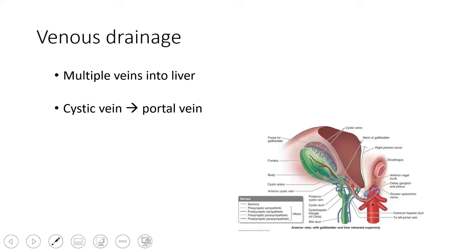Then when you come to the venous drainage, you have multiple veins which drain directly into the liver substance like this. Right? So this is the main method of how the gallbladder drains blood. And also you can have a cystic vein along the cystic artery. It drains into the portal vein and again enters the liver.